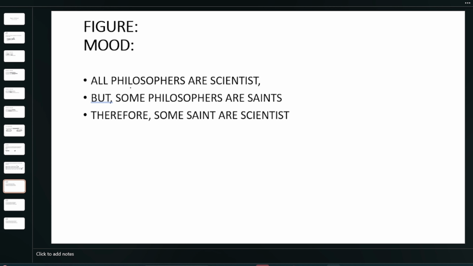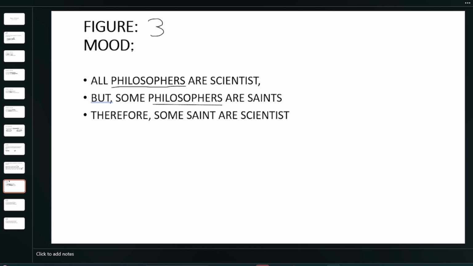The categorical syllogism says: all philosophers are scientists, but some philosophers are saints. Therefore, some saints are scientists. As you can see, the middle term is always on the left side, therefore it's a sub. Both middle terms are sub, and the figure that mainly has sub is figure 3.